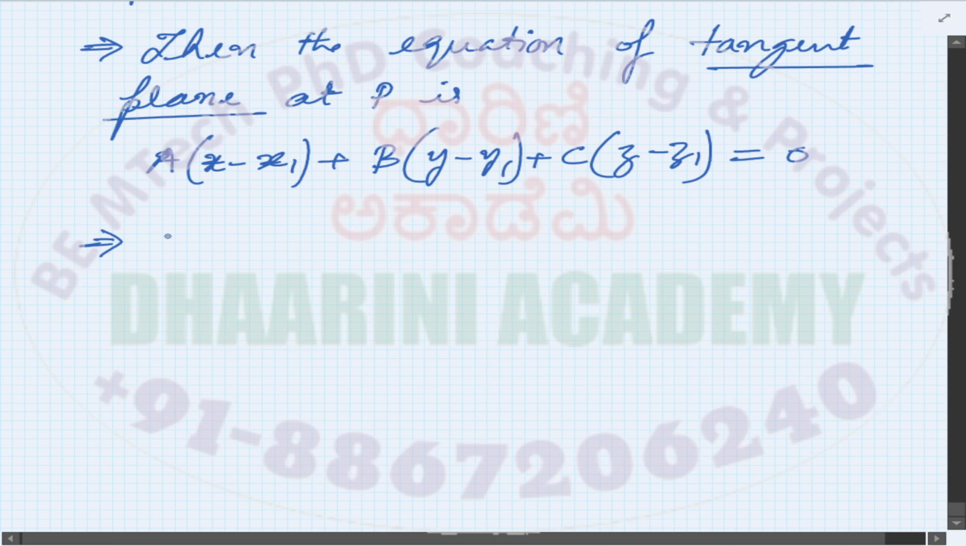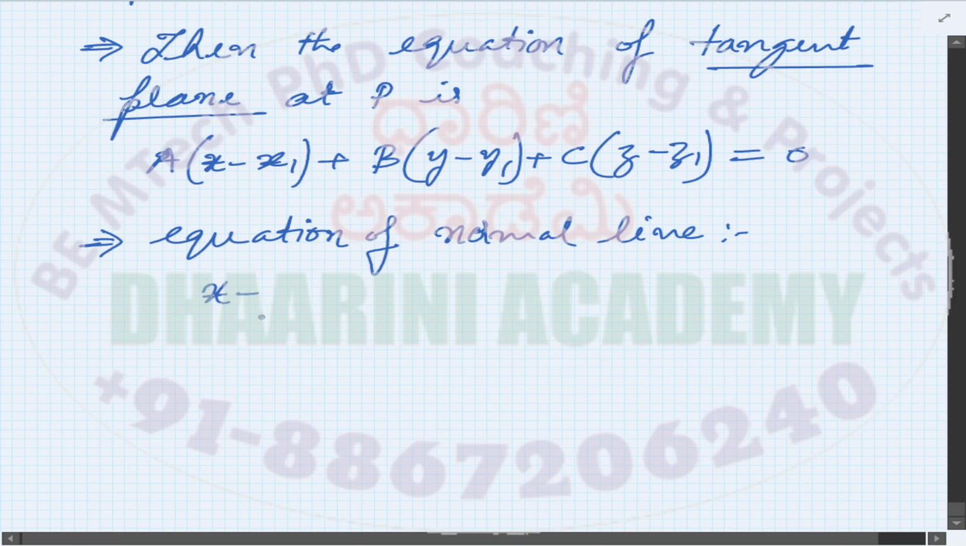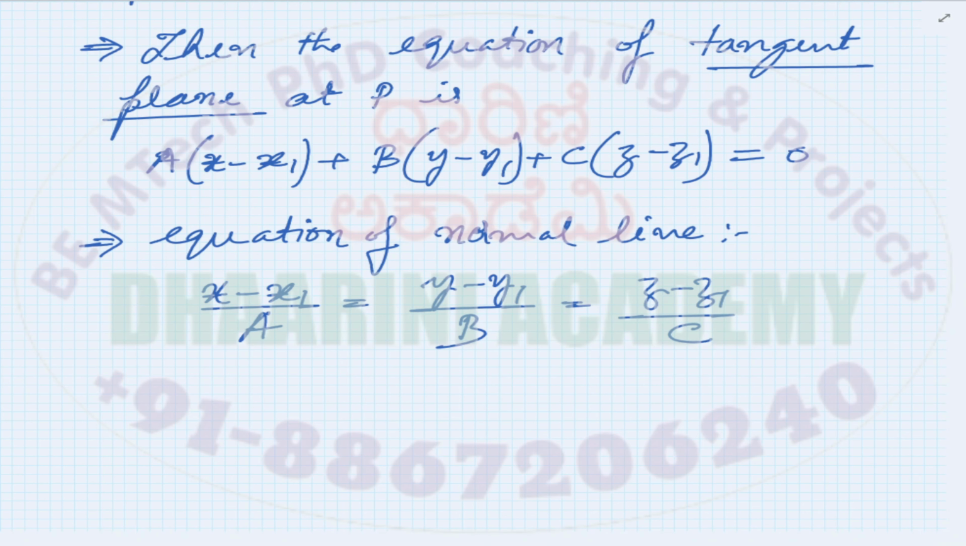And also we have another equation which we will write. This is the equation of what is called a normal line. This can be written like this: (x minus x1) by A equals (y minus y1) by B equals (z minus z1) divided by C. Where we are supposed to write the values of A, B and C now.